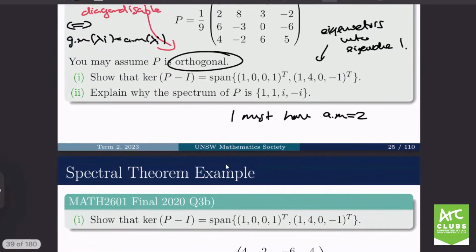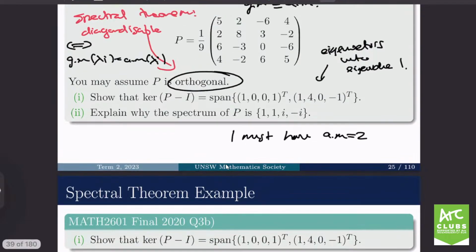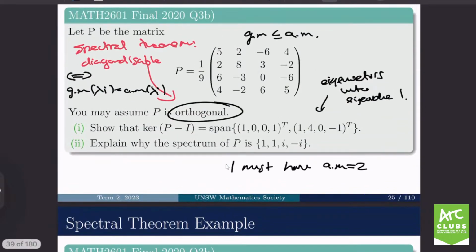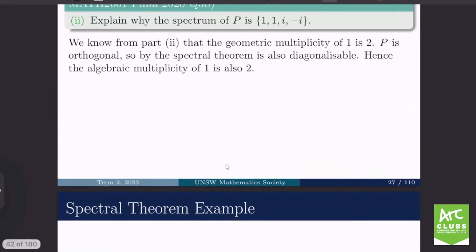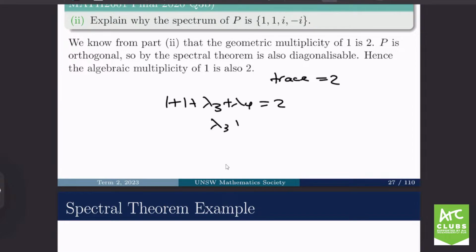Now we found 2 out of 4 of the eigenvalues. We have to find what the other 2 are. So now here's where the trace comes in. You can see that the trace of this matrix will be 5 on 9 plus 8 on 9 plus 5 on 9. We get 2. So the trace equals 2. So we're saying 1 plus 1 plus lambda 3 plus lambda 4 equals 2. So lambda 3 plus lambda 4 must equal 0.